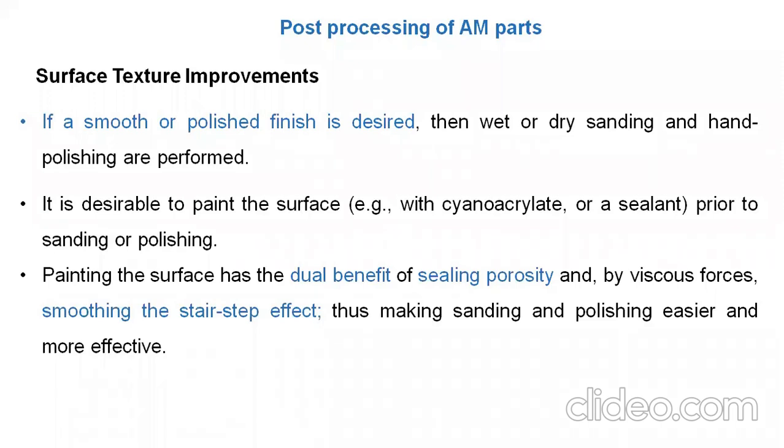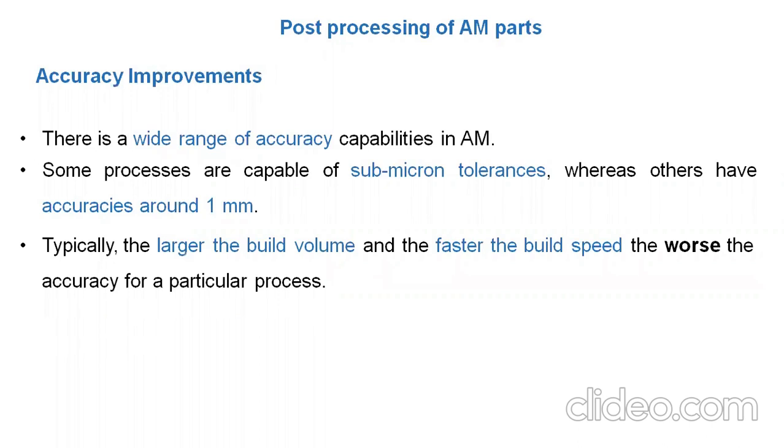Polishing and painting, these are the two surface texture improvement processes which improve the quality of a product. Also, this is your second step of post processing. Third step, accuracy improvement. As we know, accuracy plays an important role in the manufacturing process for fabrication purposes and for interchangeability. So accuracy improvement is one of the important factors of post processing of AM parts.